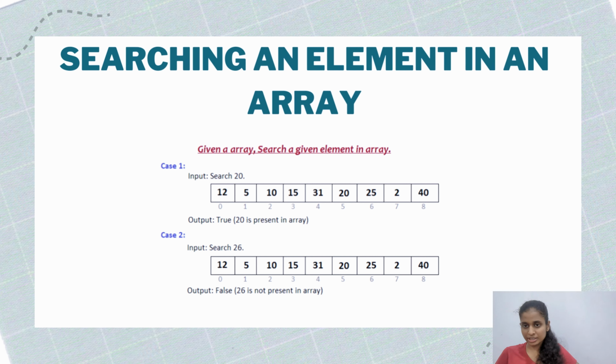Searching an element in an array. Step 1. Traverse the array. Step 2. Match the key element with array element. Step 3. If key element is found, return the index position of the array element. Step 4. If key element is not found, return -1.